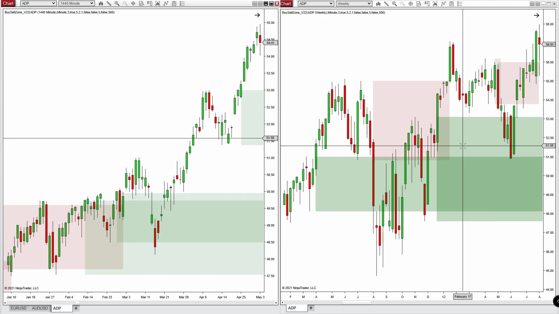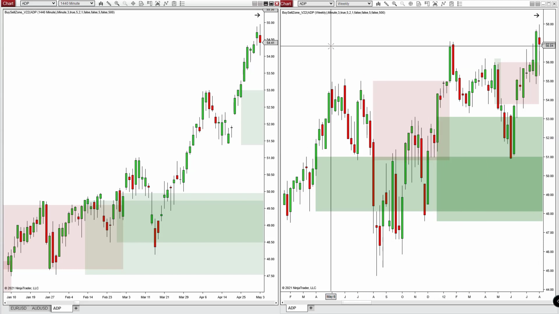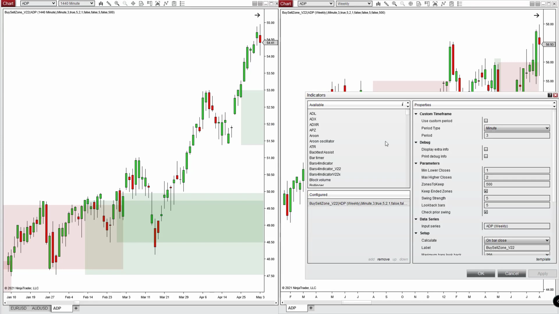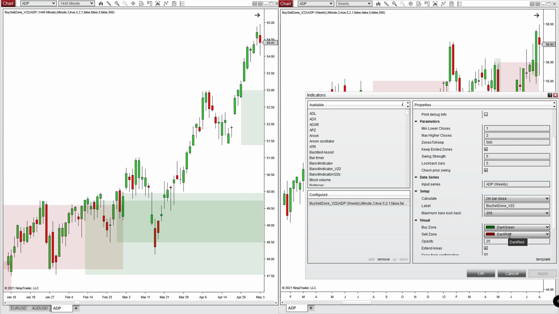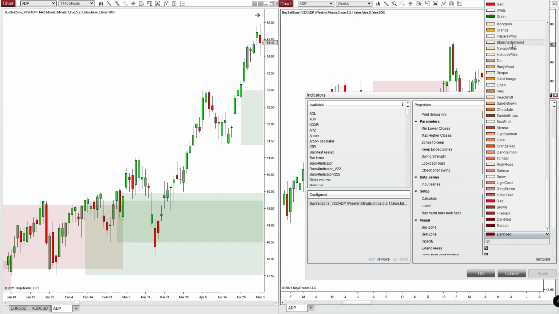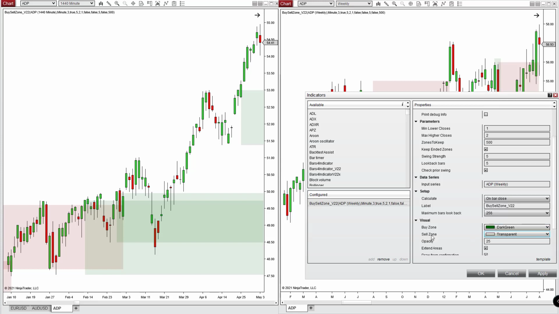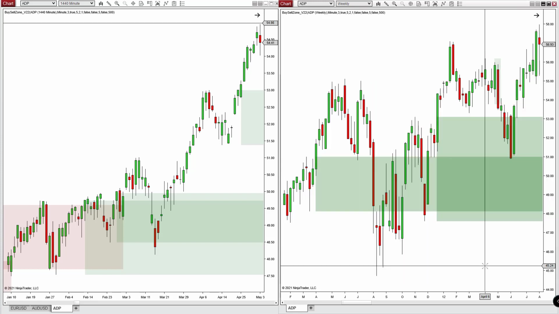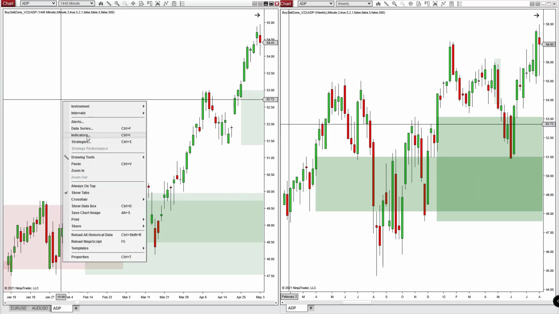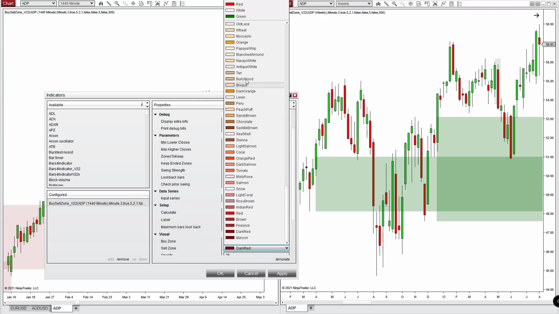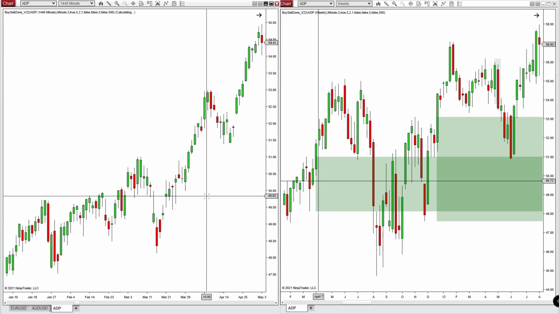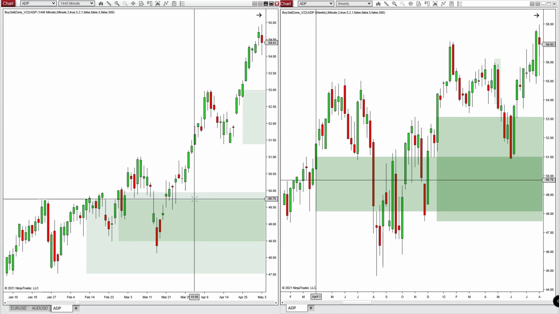Okay, let's move on. So what I've done here is I have applied the buy-sell zone indicator to both charts. Here are the settings, just the standard settings. Now one thing I do want to do, just to make this easier to see, is I want to take my sell zones and make them transparent, because I don't want to see them. So let's do that on both charts. Okay, so now we have a pretty clean chart.